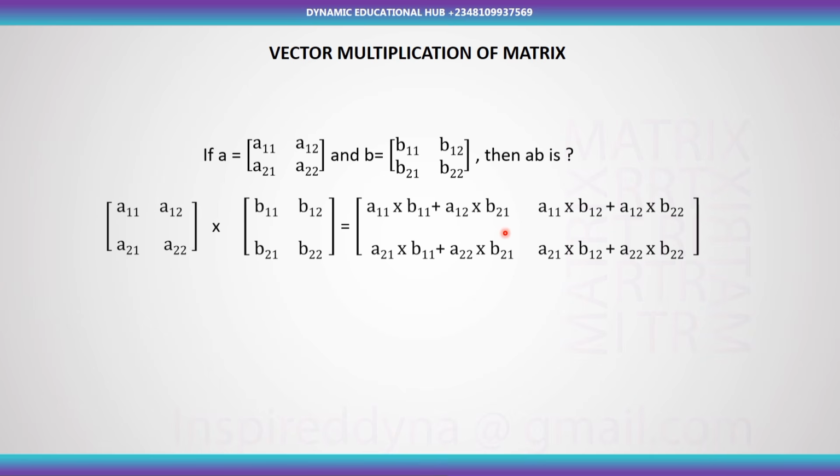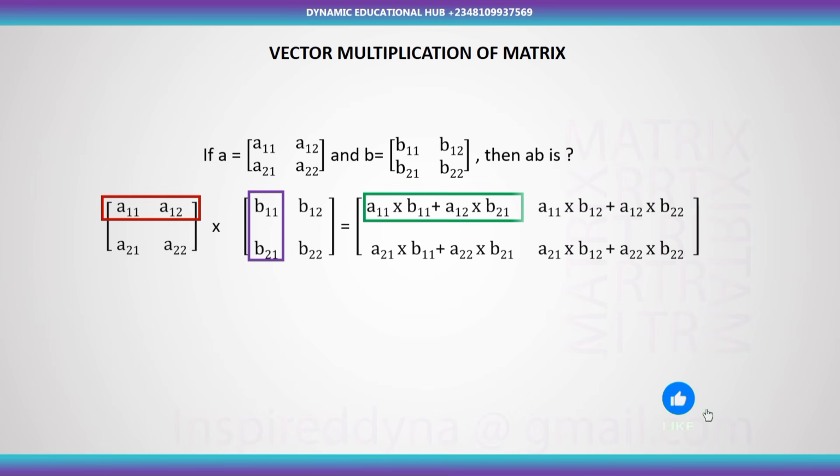If A is this matrix and B is this matrix, then let's see how to find AB. To multiply two matrices together, it's quite simple. You multiply the row against the column. For the first matrix, you pick the row, and you multiply it with the column of the second matrix. What do I mean? For the first matrix, you pick the first row, multiply by the first column of the second matrix, and that is going to give us a11 multiplied by b11 plus a12 multiplied by b21.